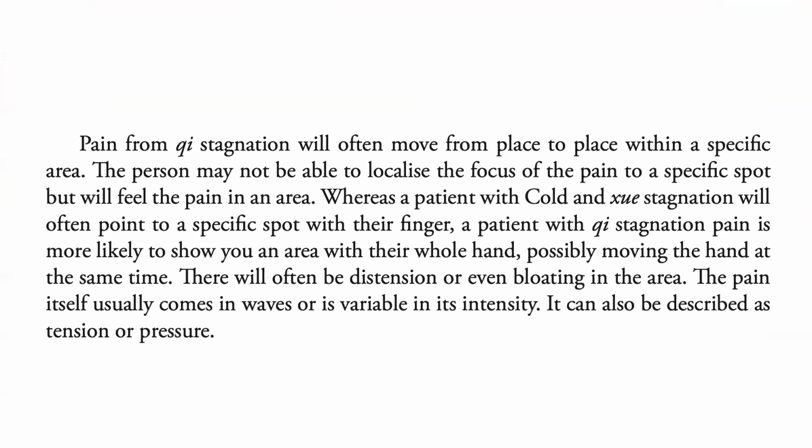Pain from qi stagnation will often move from place to place within a specific area. The person may not be able to localize the focus of the pain to a specific spot, but will feel the pain in the area. Whereas a patient with cold and blood stagnation will often point to a specific spot with their finger, a patient with qi stagnation pain is more likely to show you an area with their whole hand, possibly moving the hand at the same time. There will often be distension or even bloating in the area. The pain itself is usually in waves or is variable in its intensity. It can also be described as tension or pressure.